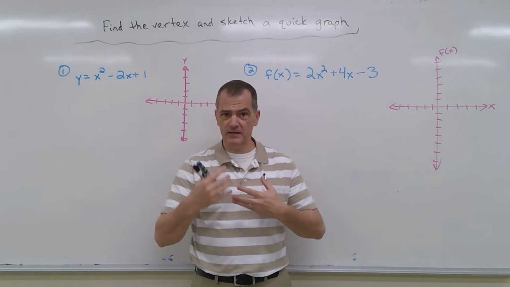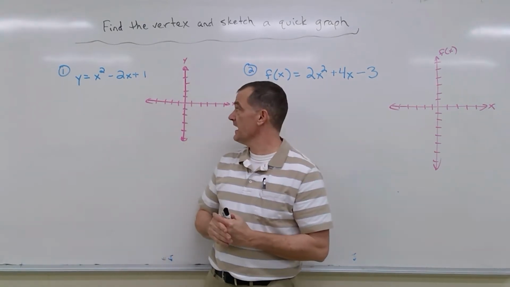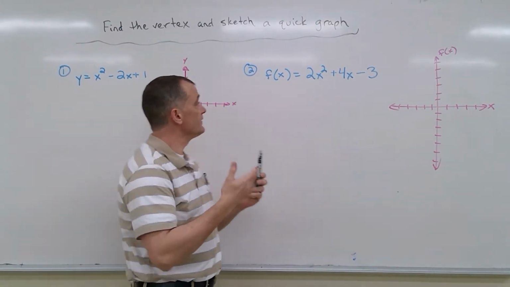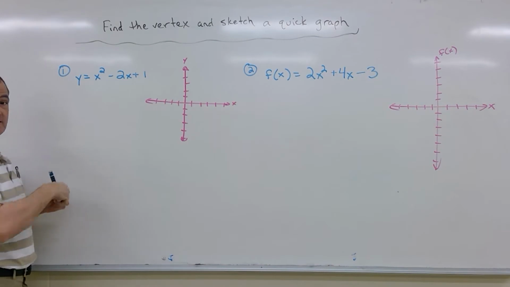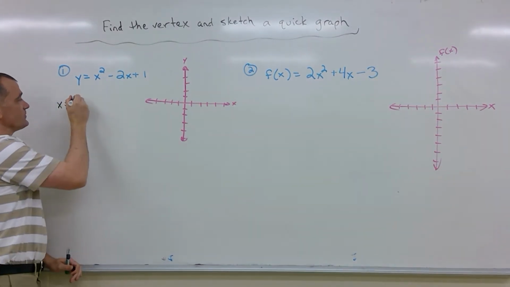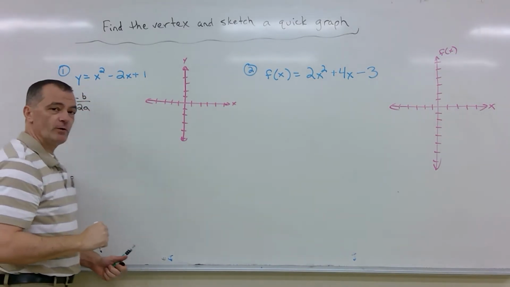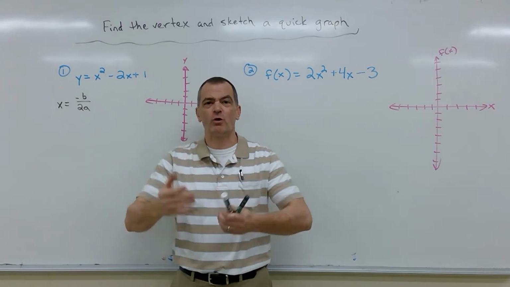And this beats just plugging in a bunch of x values and finding ordered pairs and seeing what's going to happen. So the first way to find the vertex of a quadratic equation like this one is simply to use a little simple formula, x equals negative b over 2a. Now this formula right here, sometimes it's just thrown right at you.